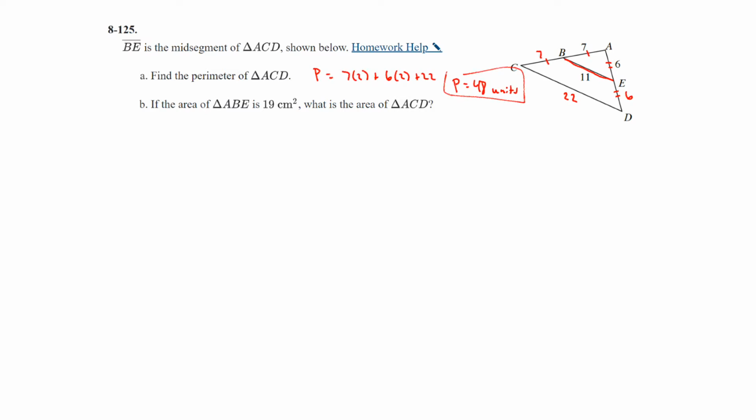If the area of triangle ABE, which is this one right here, is 19 centimeters squared, what is the area of triangle ACD, which would be the bigger one? Since the linear scale factor is 2, then if r is equal to 2, r squared is equal to 4, so I should be able to take the area of the smaller triangle and multiply it by 4 and get an area of 76. And so the area of triangle ACD is equal to 76 square units.